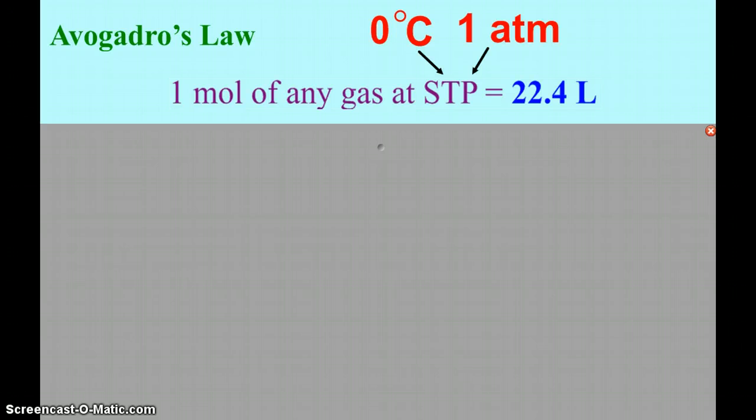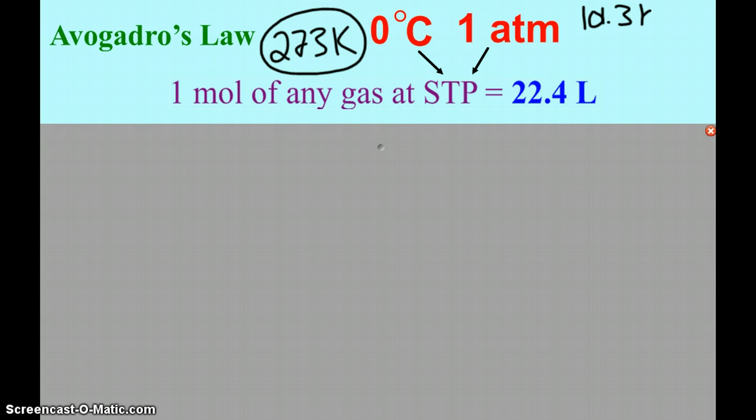But remember, we can express that different ways. We don't really care for Celsius during the gas laws, so 273 Kelvin is also an acceptable standard temperature. And then to start this unit, we looked at different pressure units. 1 atmosphere is the same as 101.3 kilopascals, or 760 millimeters of mercury, or 760 torr. Or we had the same for PSI, 14.7. Yeah, that's it, 14.7 PSI.